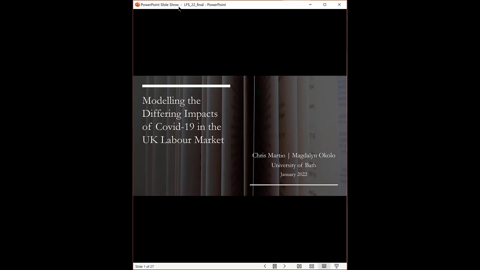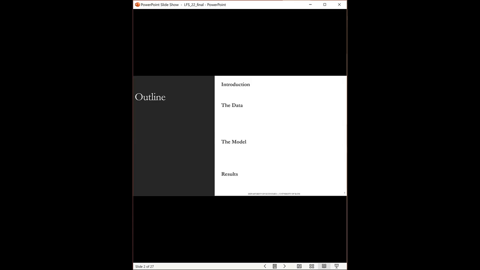I will be discussing today a paper on the different impacts of the COVID-19 pandemic on the UK labour market. It's a paper I have co-authored with Chris Martin, and we have recently revised and resubmitted it to the Oxford Bulletin for Economics and Statistics. So in the next 20 minutes, I will talk you through our research motivation. I will spend most of the time on discussing how we analyze the data. I will run through the model and conclude with our baseline results and some scenarios.